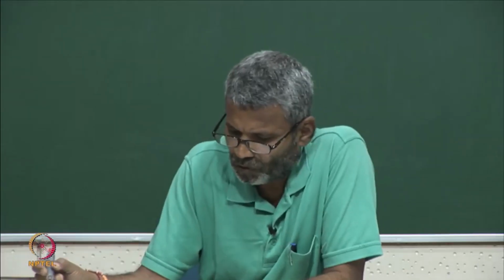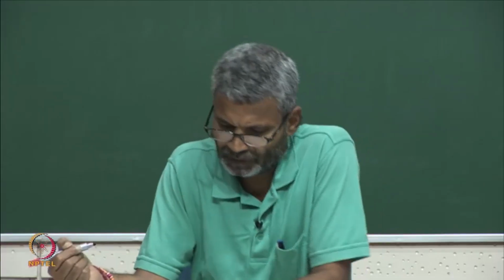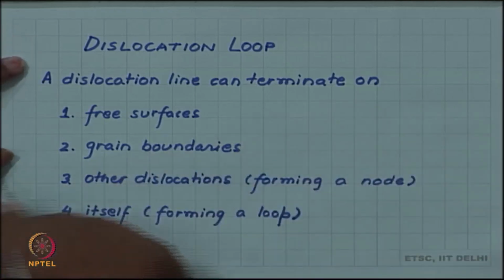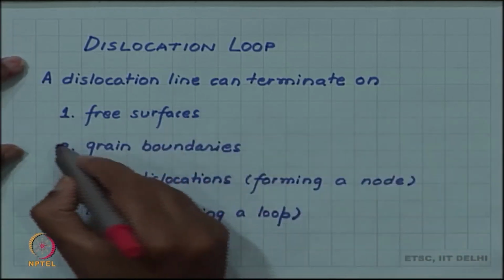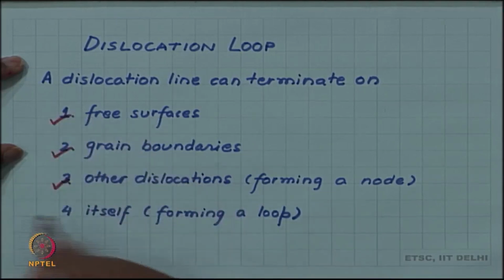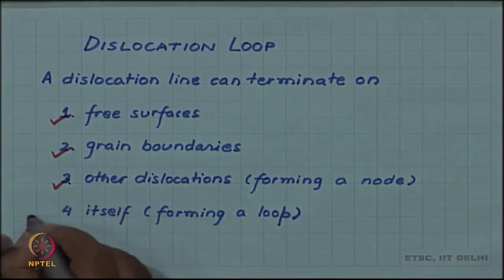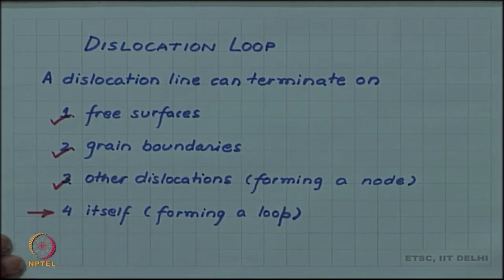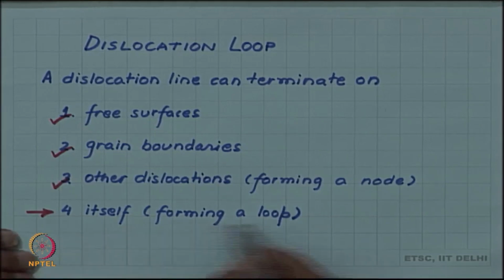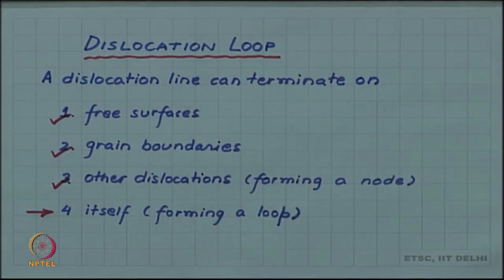Our discussion on what all a dislocation line can terminate on. We have given this list previously, and we have discussed the cases that a dislocation line can terminate on free surface, on grain boundaries, and on other dislocations forming a node. These cases have already been considered. We will now in this video consider this last case of a dislocation line terminating on itself or forming a loop. So, the geometry of the dislocation loop is what we will consider now.